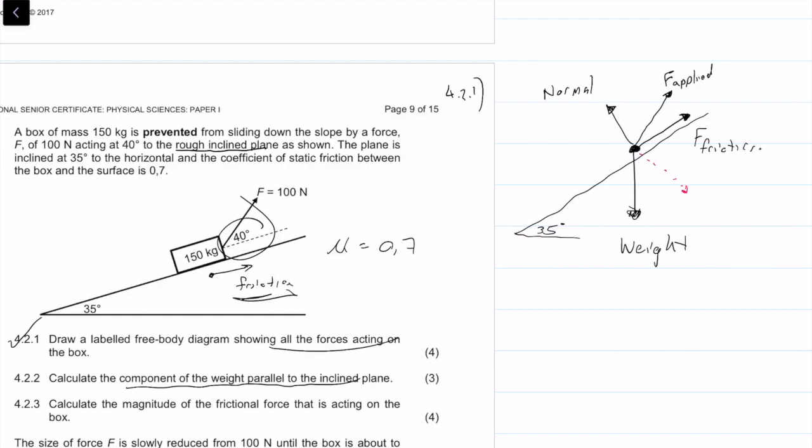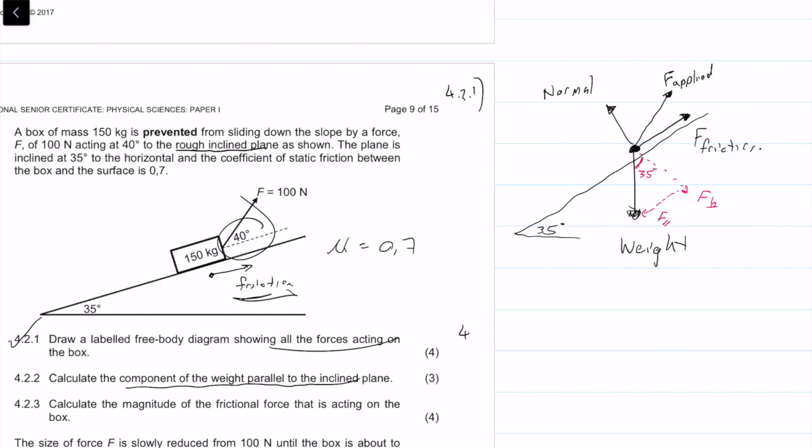We can call this F perpendicular, and we know that there is a component here that is F parallel, and we also know that this angle in between here is the same as the angle of the slope, which is 35 degrees. Okay, cool stuff.